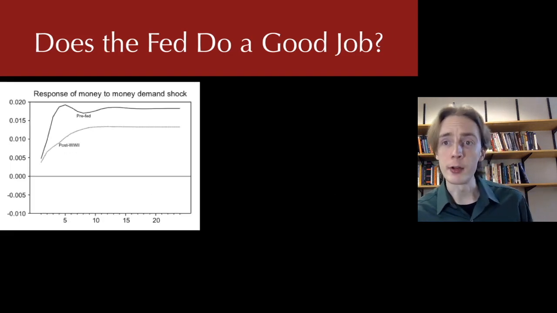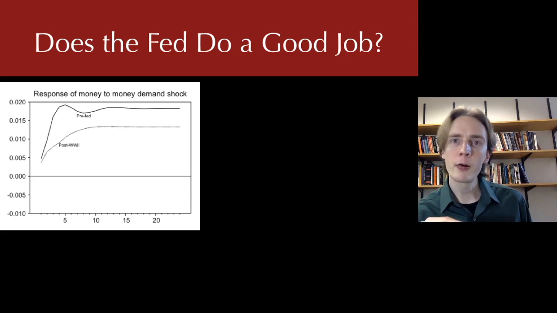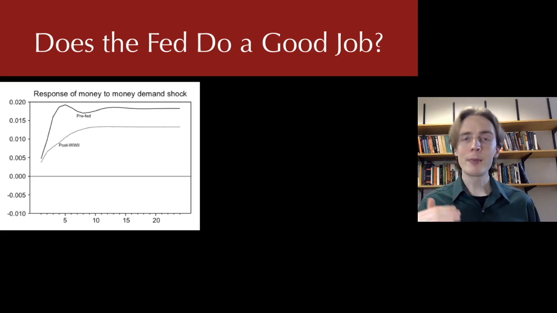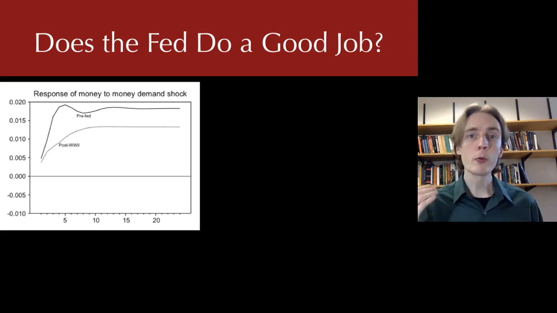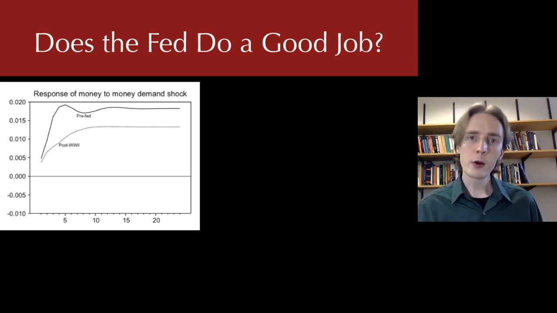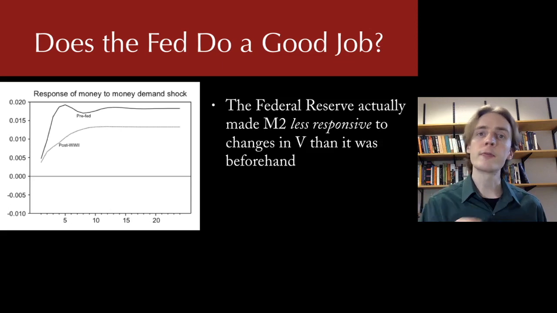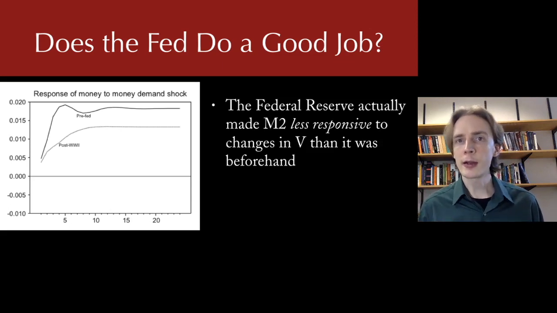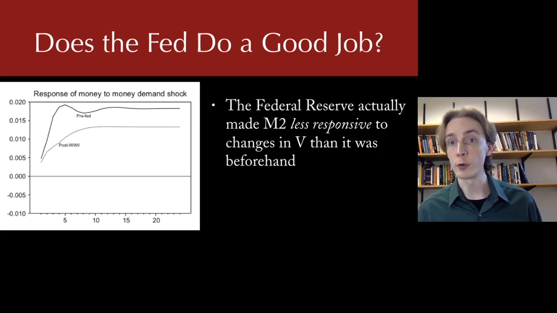Here's some more direct evidence. This is a graph of the average response of the money supply to a shock in money demand. So if money demand rises, you want money supply to rise as well in order to avoid a shock to the volume of spending. And what this shows us is that prior to the Fed, the money supply was actually more responsive to money demand than it was afterward.